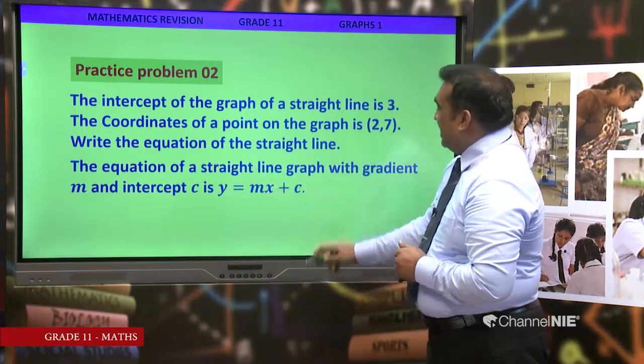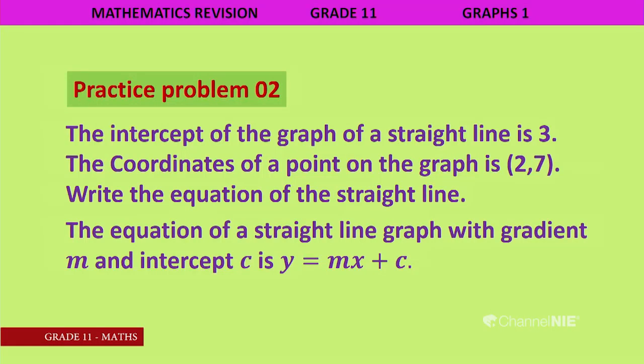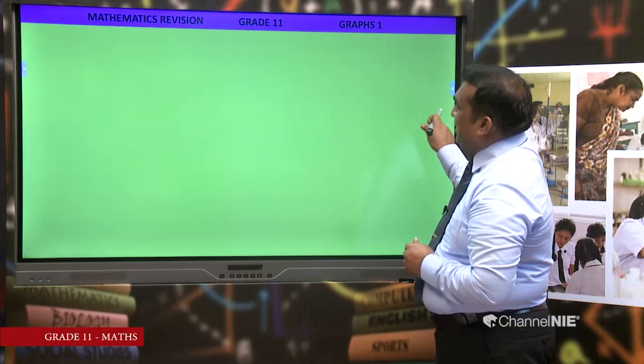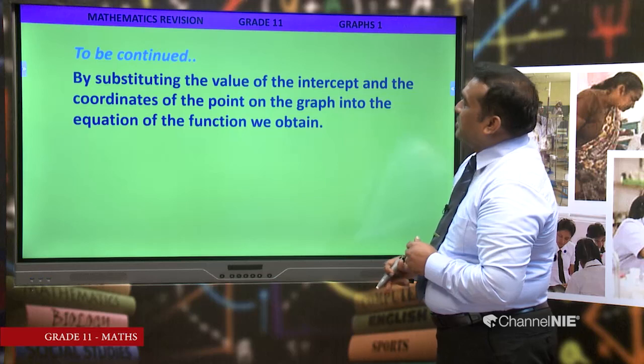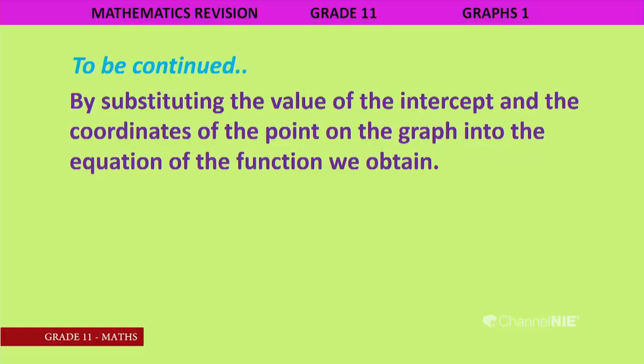The equation of a straight line graph with gradient m and intercept c is y equals mx plus c, right? Then how to find out the value of c? C is given, that is 3. 2, what is 2? The number after the m, x coordinate. 7 is y. Then how to manage these values with the standard equation? By substituting the value of the intercept and coordinates of the point on the graph into the equation of the function, we obtain y equals mx plus c. Then 7 is our y coordinate, 2 is our x coordinate, 3 is our intercept.